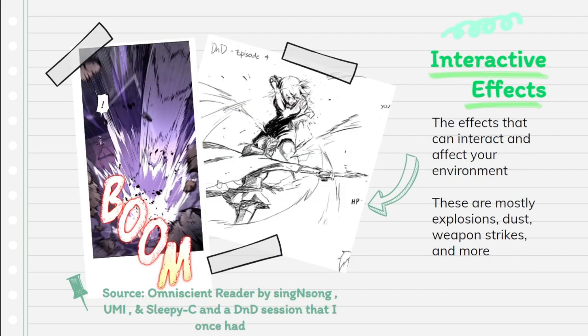And next are the interactive effects. These are effects that interact with the character, the environment, or even panels. This can be explosions, smoke, weapon strikes, and many more. Examples here are from Omniscient Reader by Sing and Song and Yumi and Sleepy C, and a D&D session that I once had before. As an example here, there's an explosion of a character landing and also sword strikes.